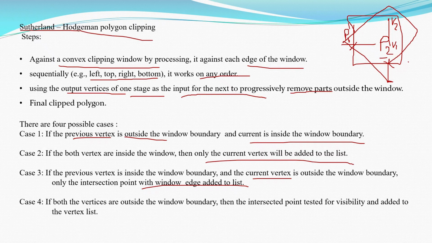Fourth case: if both vertices are outside, then there is no intersection with the window. So we neglect them, or you can store none in the list. We will not store any output in that case. That is the fourth case.